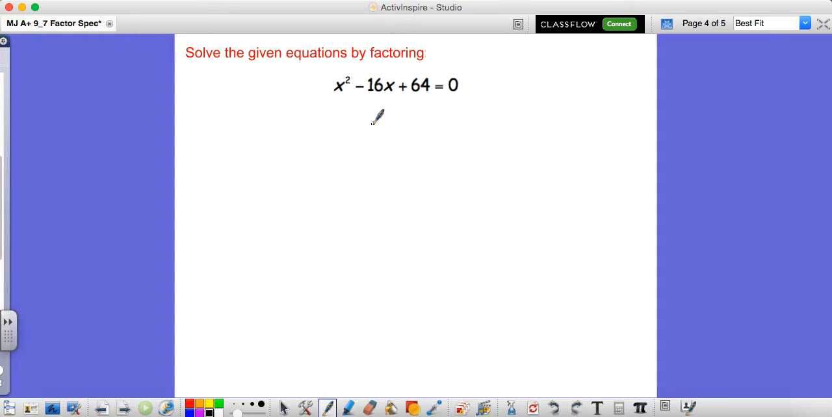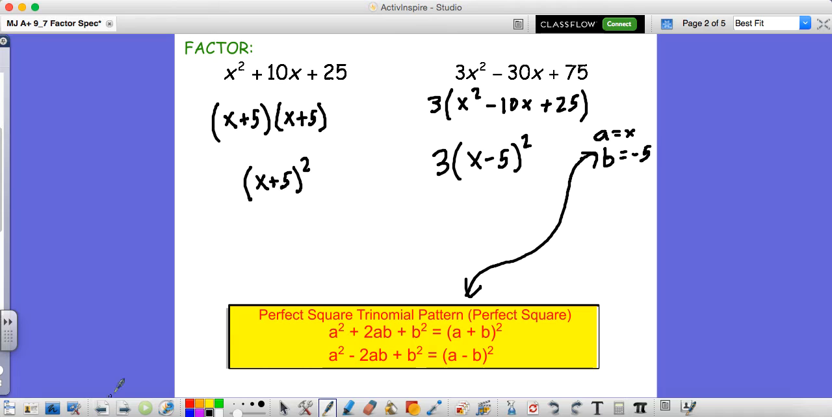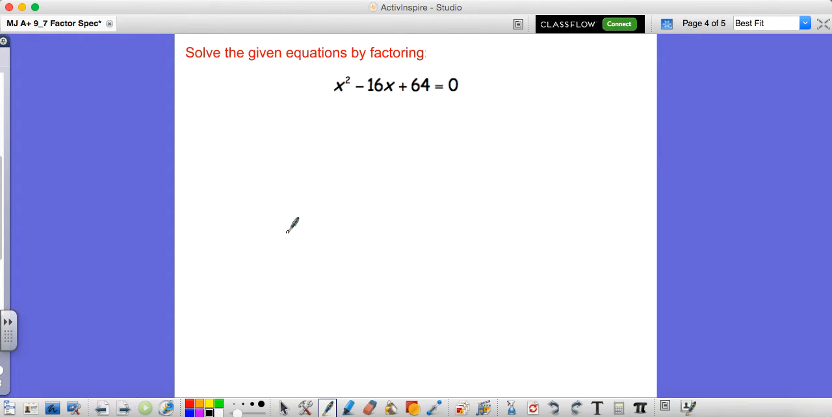Okay, so let's use these methods to solve x squared minus 16x plus 64. Now here's one of those situations where we're saying, okay, it's not going to be difference of squares, so we might want to look at our other shortcut. So if you have a squared plus 2ab plus b squared equals a plus b squared, you can use that shortcut. But once again, ladies and gentlemen, if you forget that rule, just factor this like you normally would.